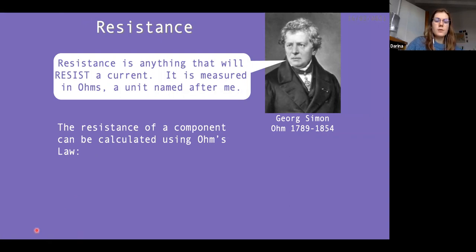Can you remember Ohm's law? It's just an equation. If you can remember, put it in the chat. Any ideas? So Ohm's law contains resistance, voltage, and current. So you've got to link them together somehow.